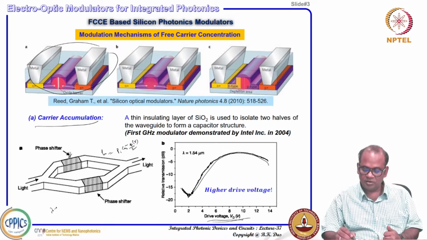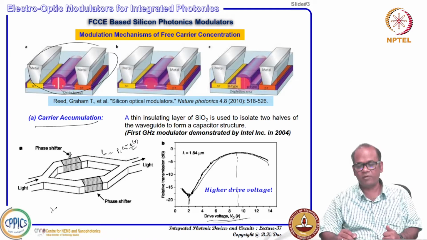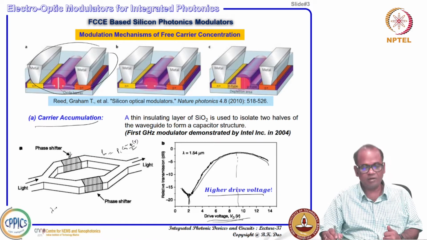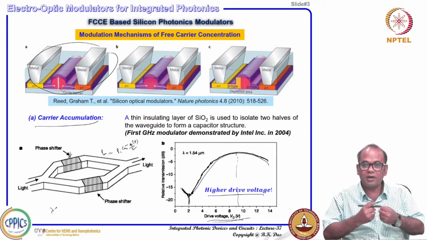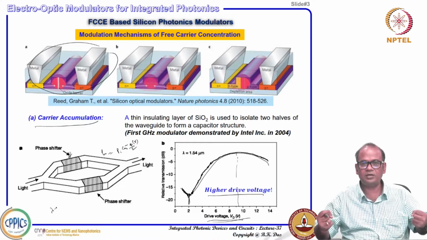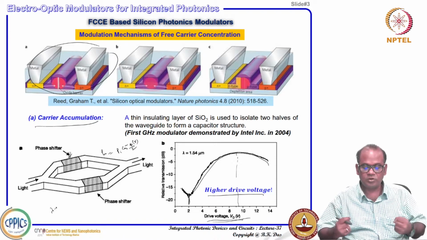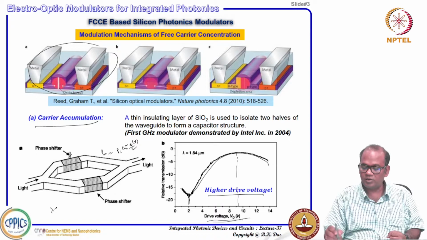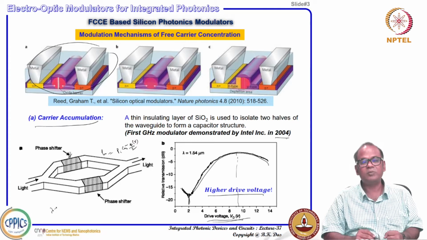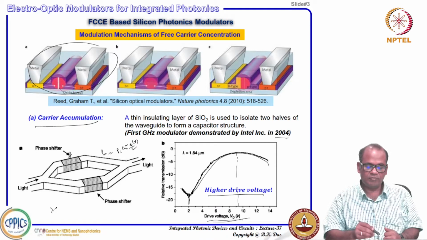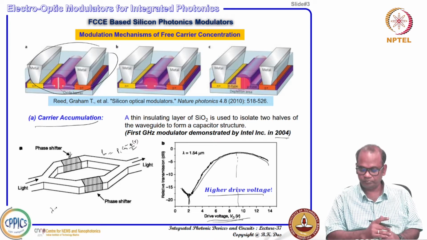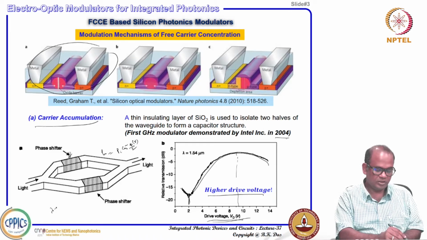But if you see from maxima to minima, the voltage difference is more than 8 volts, 7-8 volts or so. So that's a high drive voltage. But since it is carrier accumulation and carrier deaccumulation you are creating, in this way they could demonstrate the first gigahertz modulator in 2004. That is by Intel, of course. Intel, with its advanced technology, demonstrated this type of modulator. Okay, so carrier accumulation, that is done.